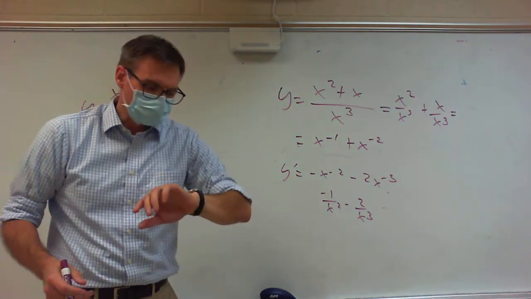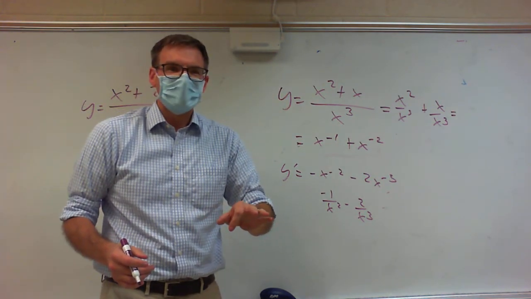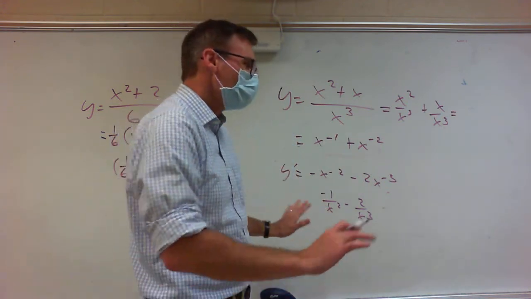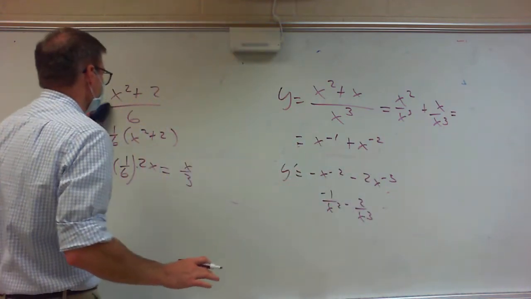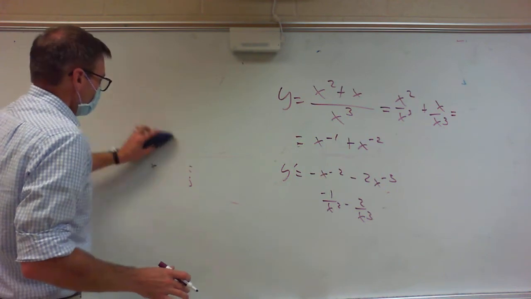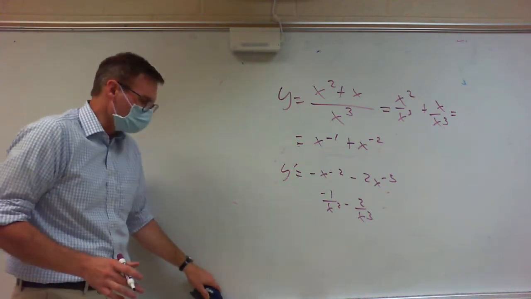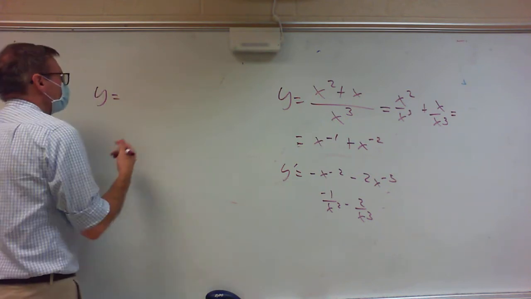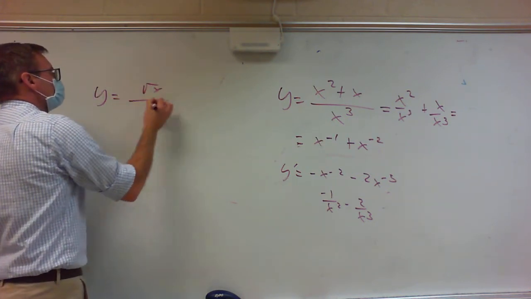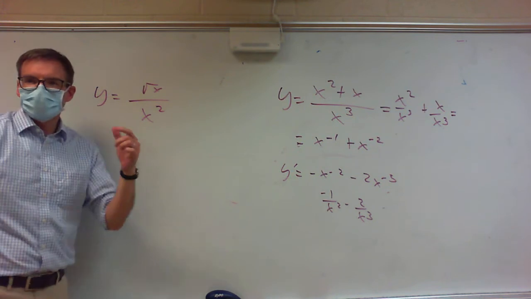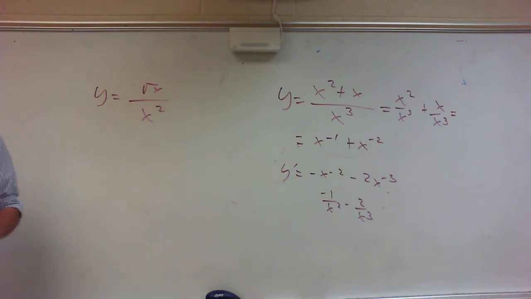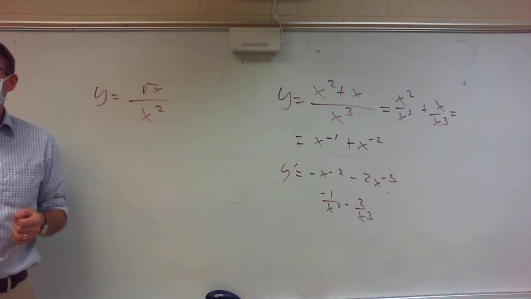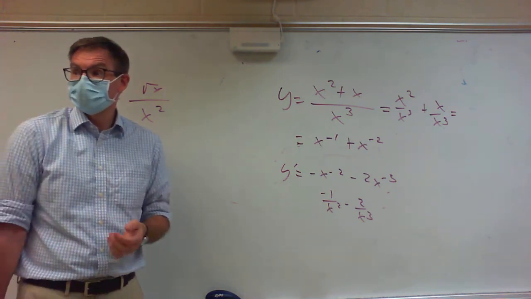I'm going through this quick because I know the bell's about to ring. But here's the kicker. And this is the one every time I ask this on a quiz or a test, I can't tell you how many people use quotient rule. What if I gave you square root of x over x squared and said take the derivative? You could use quotient rule on this. Anytime you have a fraction, you could use quotient rule.